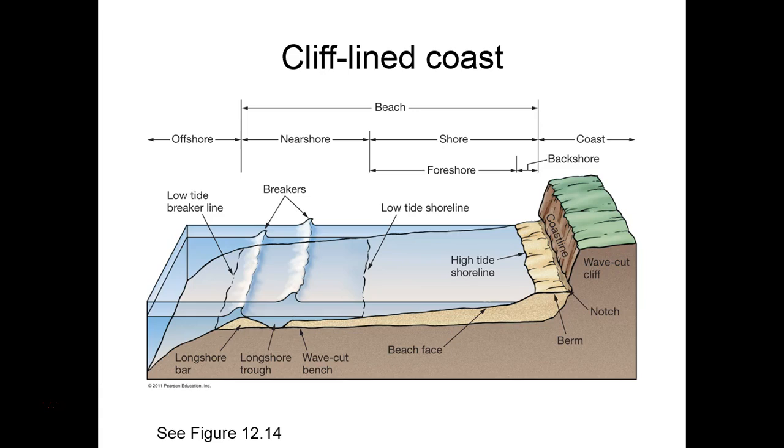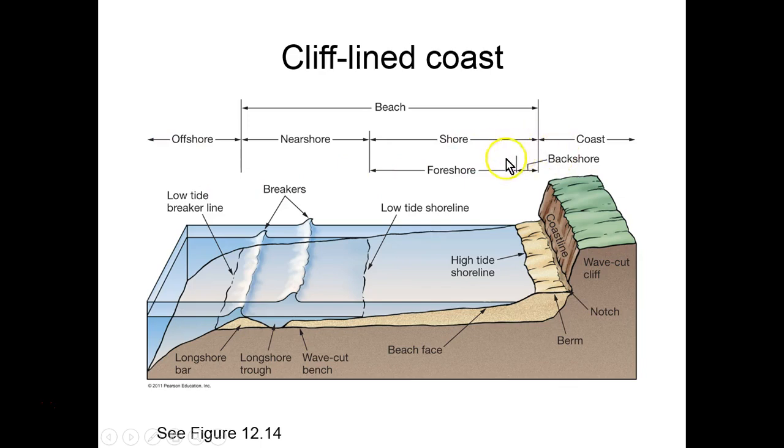So, for example, here is a cliff-lined coast, and you can see a number of features here. We have the shore, which extends up to this cliff line, out to the low tide shoreline. The whole shore environment, which includes the shore and the near shore, extends all the way back to this cliff and out to beyond where the waves are breaking. Okay, and then beyond where the waves are breaking, we call that the offshore environment.